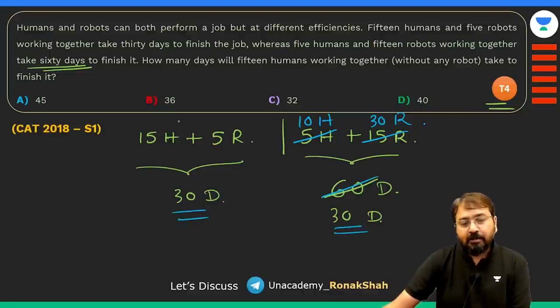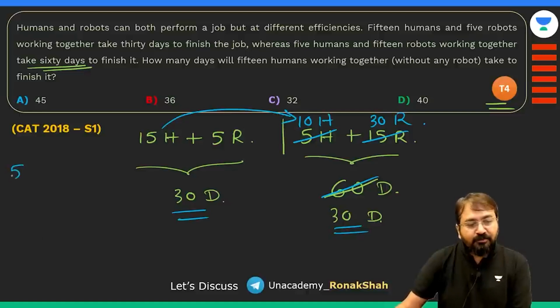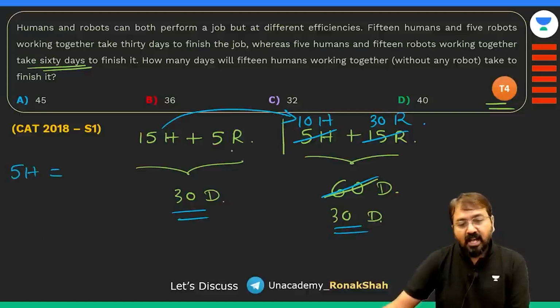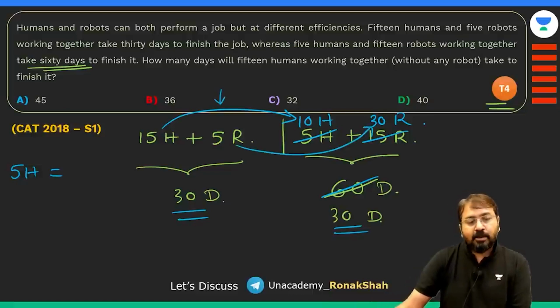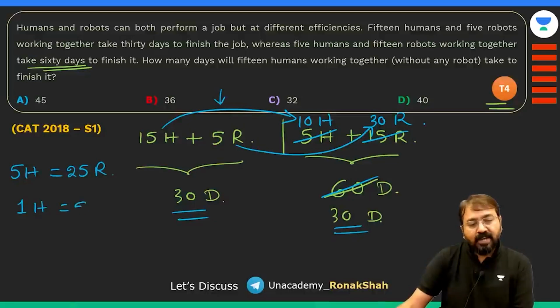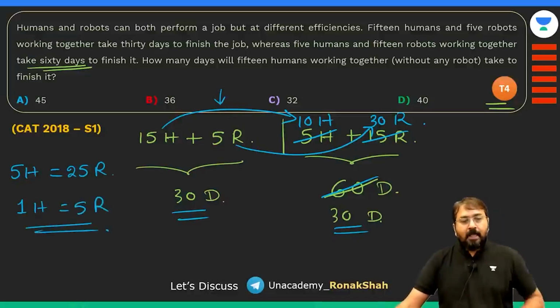So I can straight away make a comparison that if we increase 5 humans, these humans are decreasing, then robots are increasing by 25. So I can say 5 humans should be equal to 25 robots. Or 1 human should be equal to 5 robots. That's it. So what is our question?